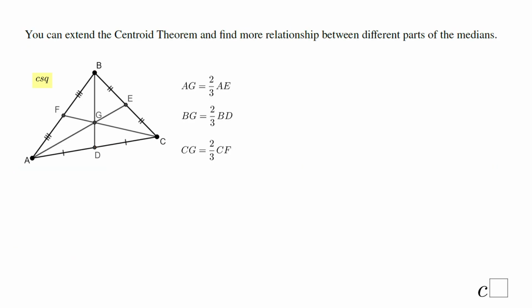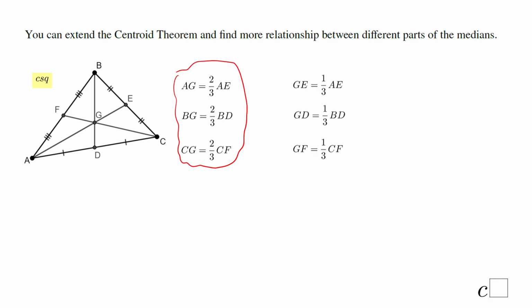So now we can extend this centroid theorem. In fact, it's very useful to see more relationships between different parts of the median. This is the starting point, which comes with the theorem I just talked about, but we have some other relationships. Take a look at this one. This one is talking about the rest of the median. You see this GE, it's 1/3 of the whole median. GD, the same story. This GD is 1/3 of BD, the whole median, and obviously the last one, GF, is the same type of property, 1/3 of CF.